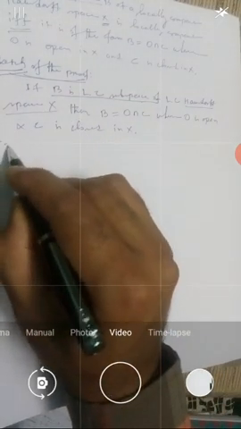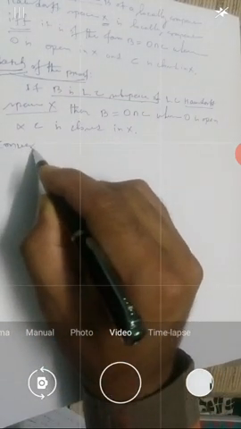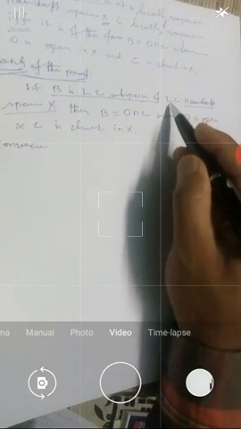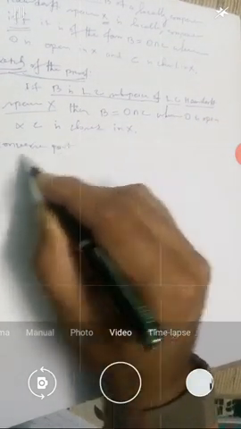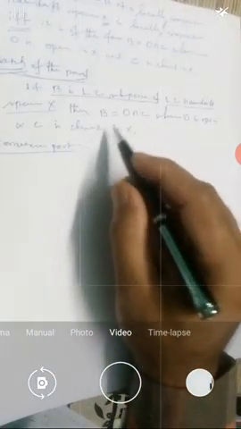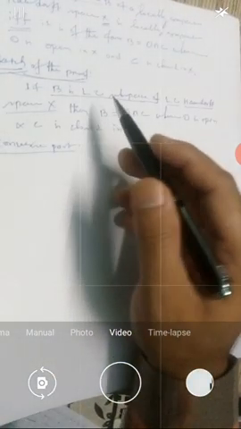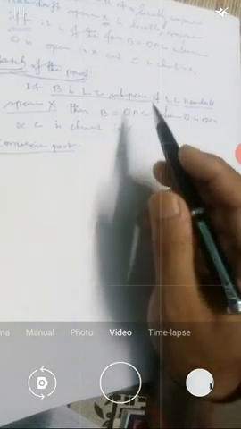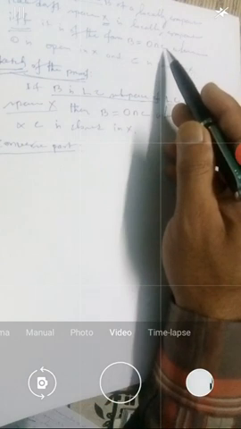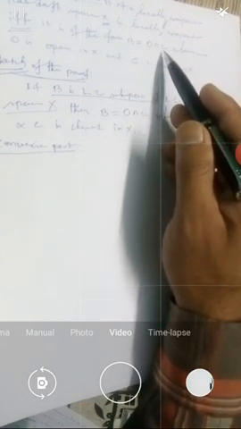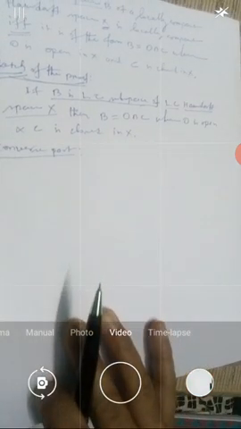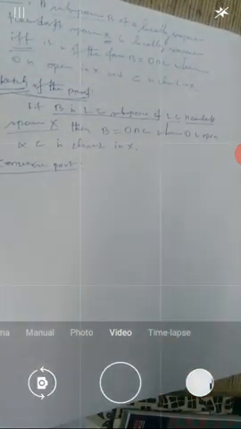But in the converse part, we have to use this local compactness of X. So the converse part: we will assume that B is of the form O intersection C, where O is an open set in X and C is a closed set in X, and then we will see that this B is locally compact.